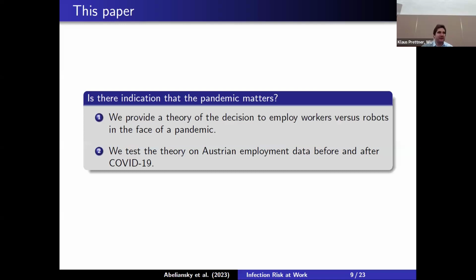And then we derive 3 testable hypotheses from this theoretical framework, and we test whether they receive support on Austrian employment data that we got from Statistics Austria before and after COVID-19, where we can differentiate between age, employment, occupation, skill level, industry, region, and gender, basically. And we can test basically the 3 hypotheses that we have.